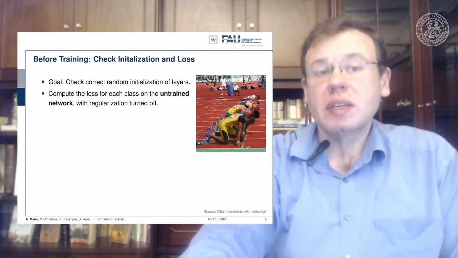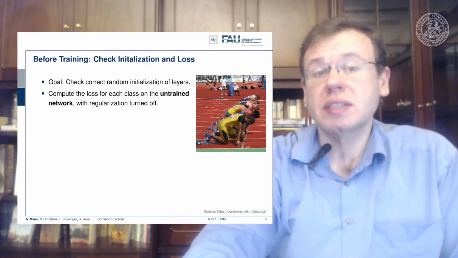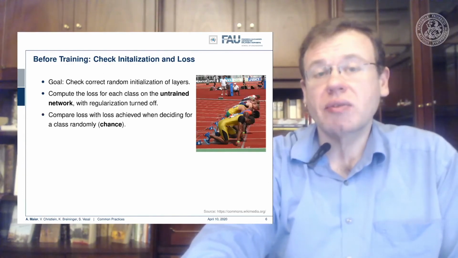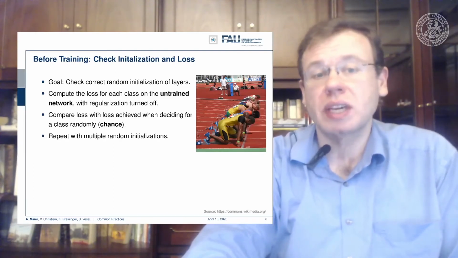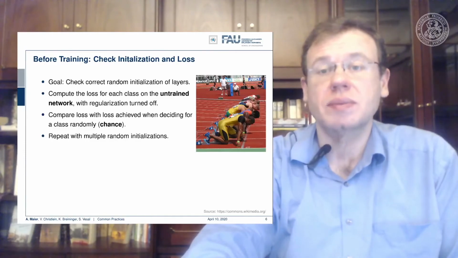The goal of the initialization is that you have a correct random initialization of the layers, so you can compute the loss for each class on the untrained network with regularization turned off. And of course, that should give a random classification with an untrained network. You then can compare this loss with the loss achieved when deciding for a class randomly, and they should be the same because you randomly initialize. Then you repeat with multiple random initializations just to check that there's nothing wrong with the initialization. And nothing in machine learning is exact.